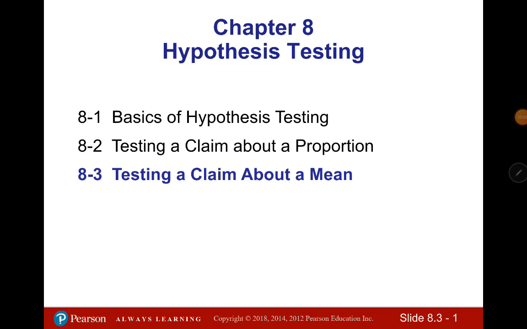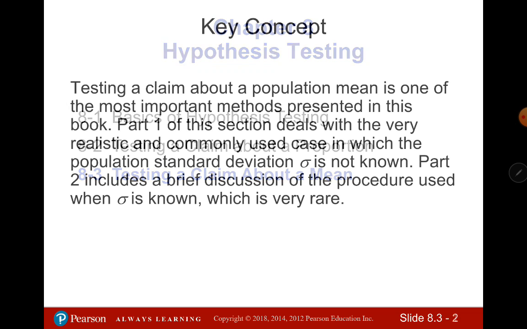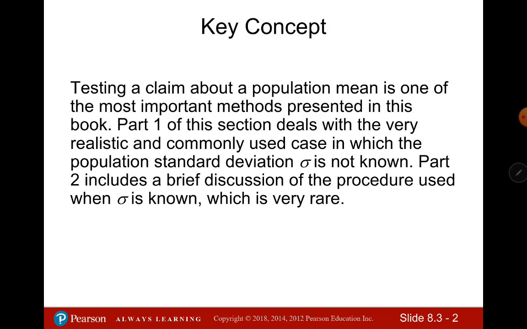Alright, this 8.3 is the last section in chapter 8. In this section, we're still going to talk about formal hypothesis testing, but this time we will test a claim about the mean, mu. So first we will talk about the test about the population mean. That means we are testing the mu value.